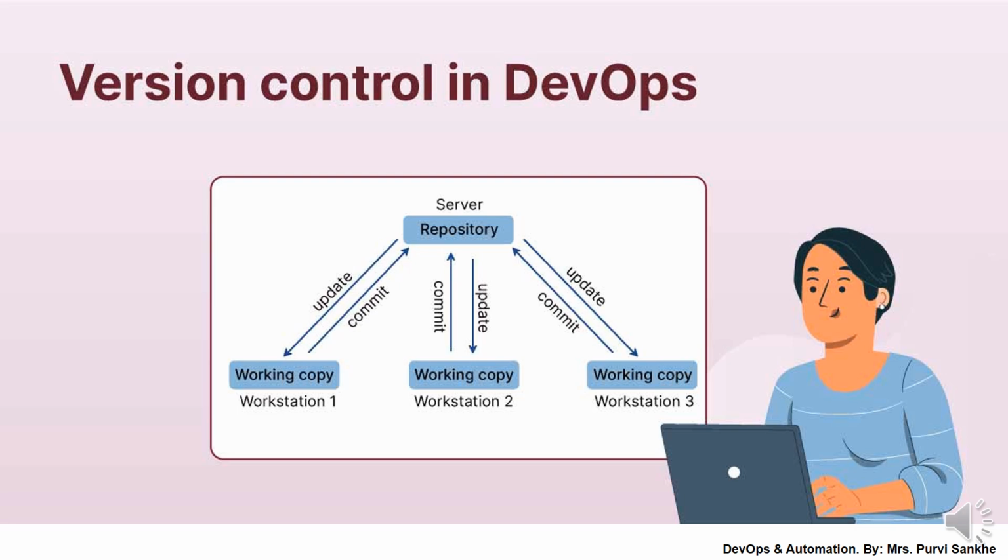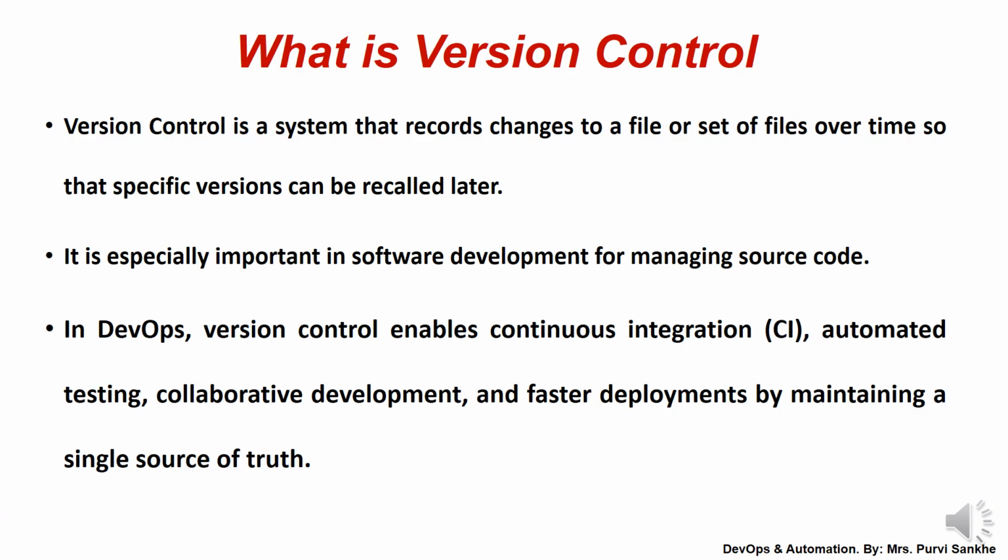So what is version control? It is a system that records changes to a file or set of files over time so that specific versions can be recalled later on whenever required. It's especially important in software development for managing the source code. It enables continuous integration, automated testing, collaborative development, and faster deployments by maintaining a single source of truth.